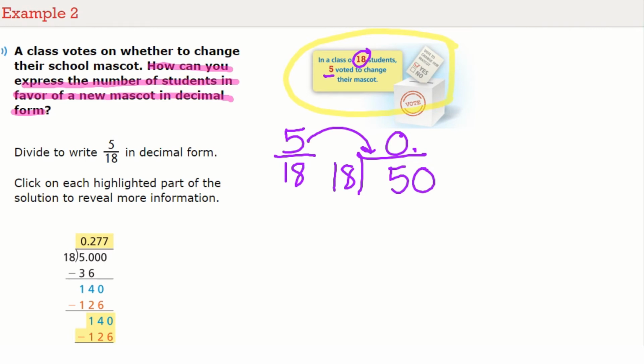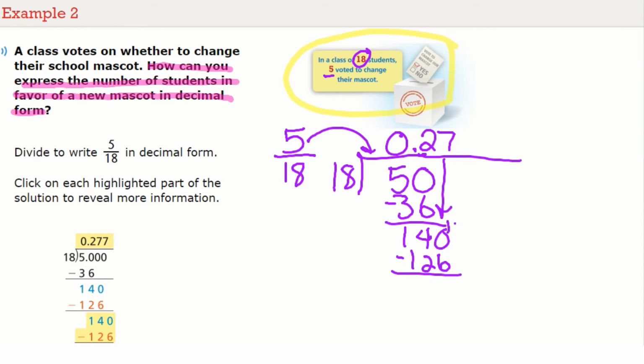18 goes into 50 2 times. 18 times 2 is 36. 50 minus 36 is 14. Now I need to bring down a 0. 18 goes into 140 7 times, and 18 times 7 is 126. I'm going to regroup, change that to 3. Now 140 minus 126 is 14.